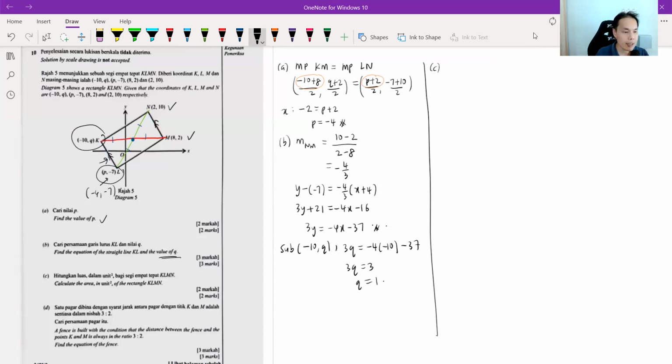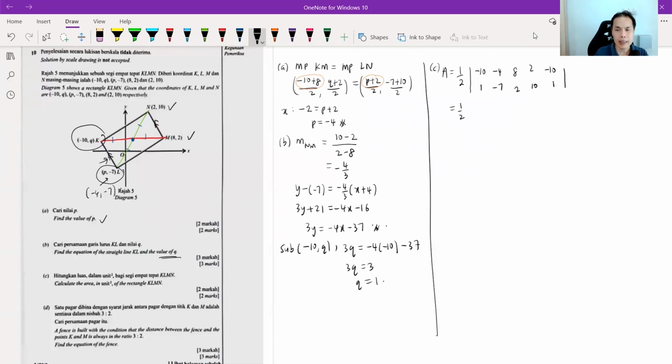Next, part C, I'm finding the area of rectangle KLMN. So for the area of a quadrilateral, we can pick any point to begin with. You can do KLMN, any direction. But remember, if you use clockwise, it'll be negative. Anti-clockwise is positive, but we can treat it as a modulus and take the positive answer since area is always positive. So I'm going to start with point K. K is -10, Q. Q is 1. All right, I'm going to continue with L. P is -4, -7. M is 8, 2. And then N is 2, 10. And repeat the first point, -10, 1.